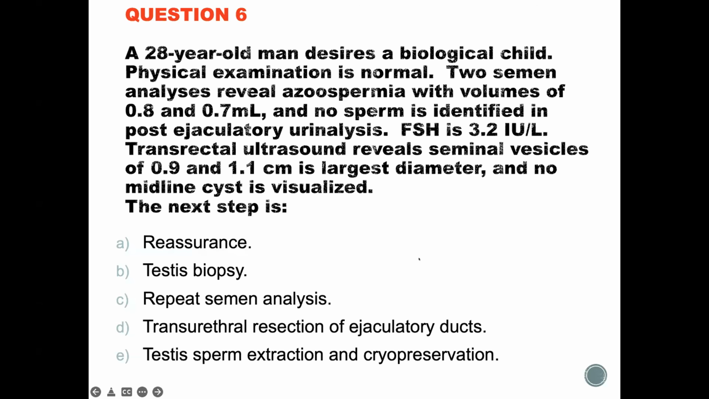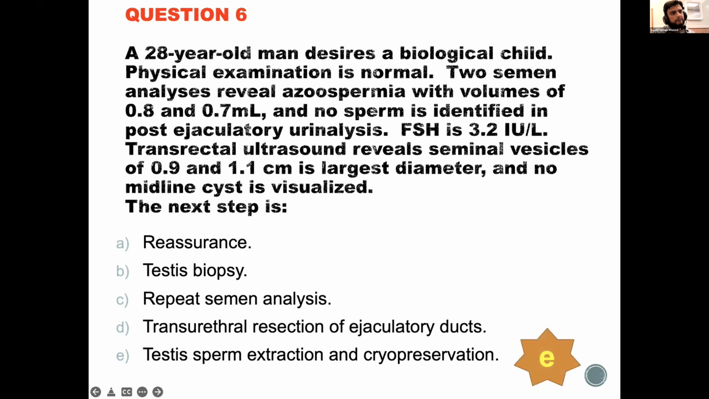I would go for TESA. Farhan, do you agree with this? Yes, I will agree with this because the dilatation of the seminal vesicles is nearly normal, so it doesn't seem like a central obstruction.